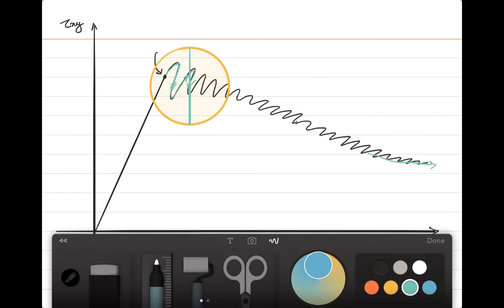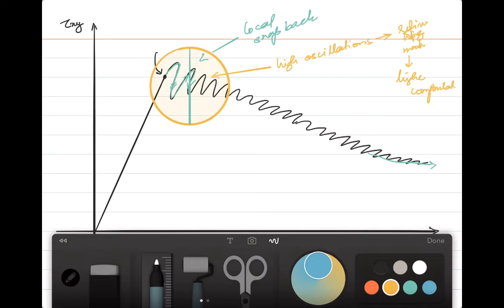However, there are of course going to be these large oscillations, which are related to local snapback because of material softening and of course related to your element size. Now another important attribute of these results, of course this is just a representation of the actual results, but you would see that they are quite close. Now here you have very high oscillations. And as I said, these high oscillations can be reduced by refining the mesh, which leads to higher computations.